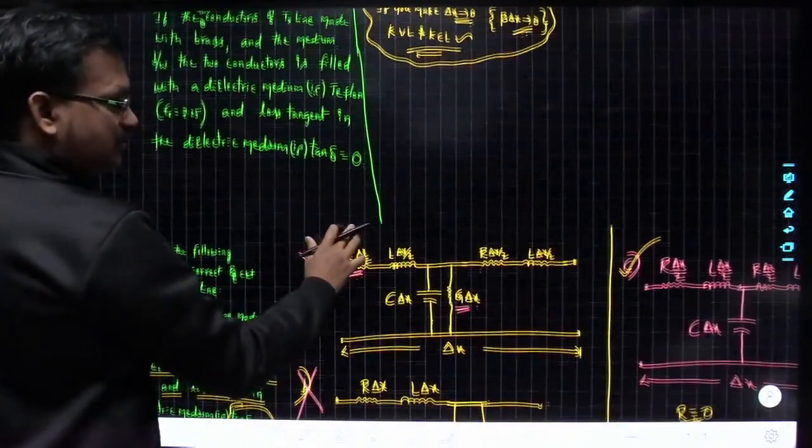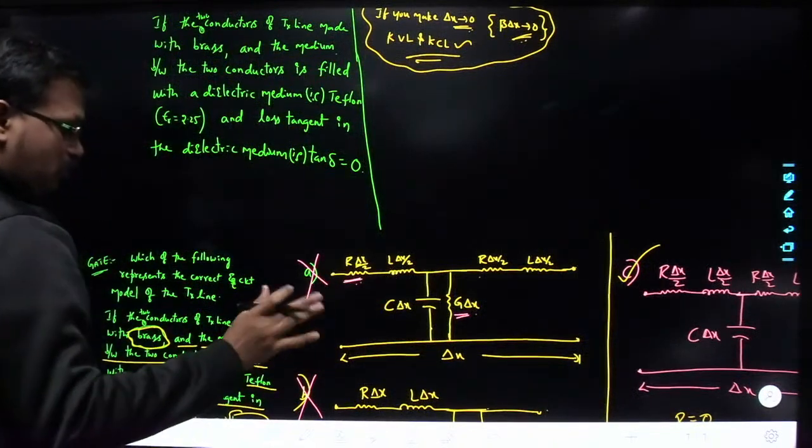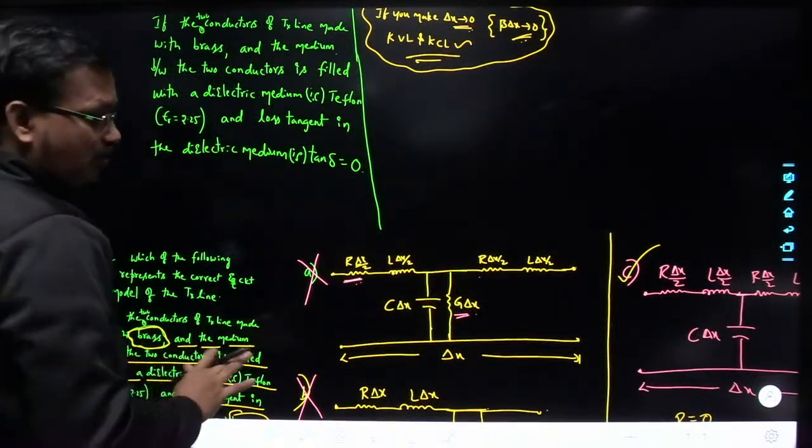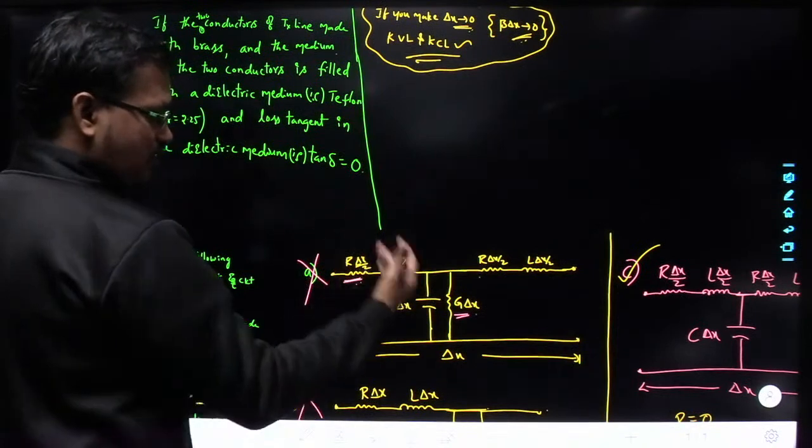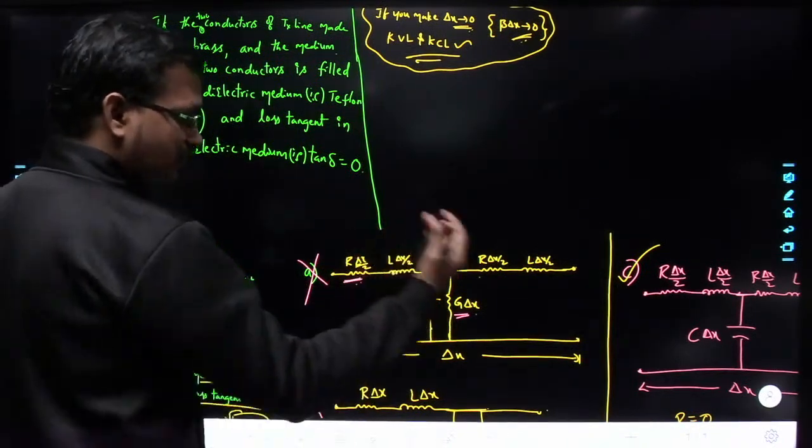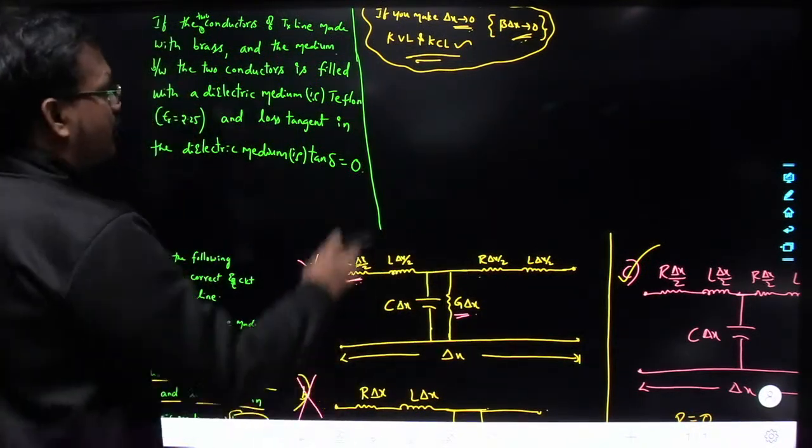If you blindly remember the circuit model, then you won't be able to answer this type of question. You have to know the reasoning why R is coming, why L is coming, why C is coming, why Z is coming, all these things.